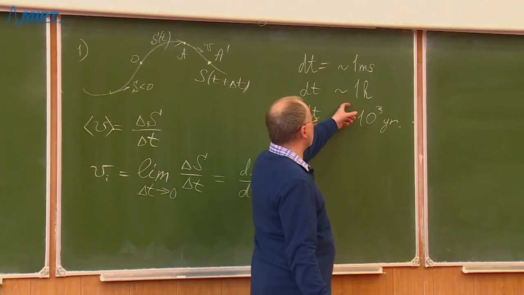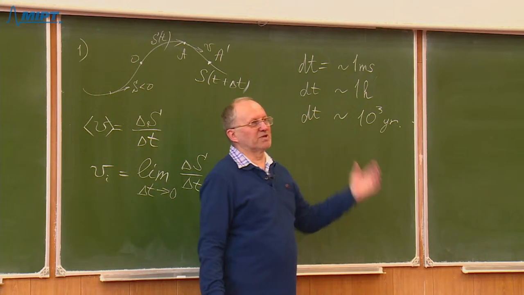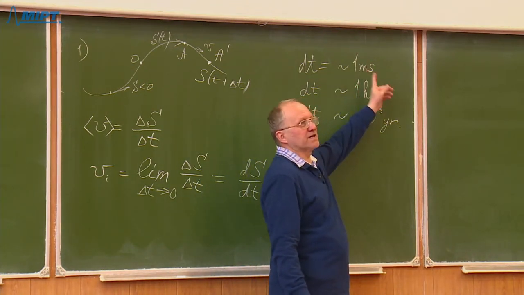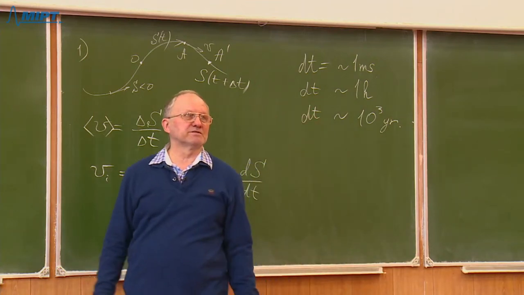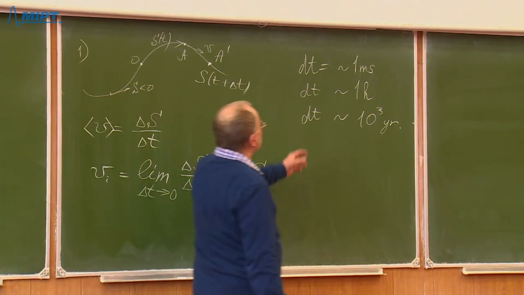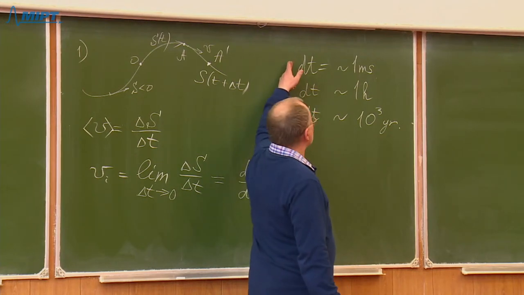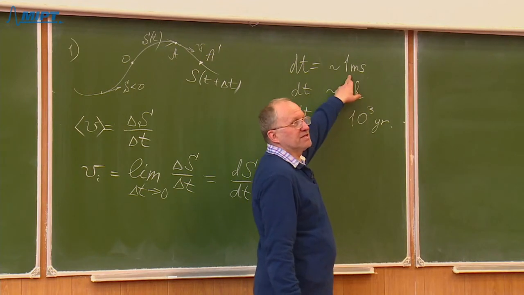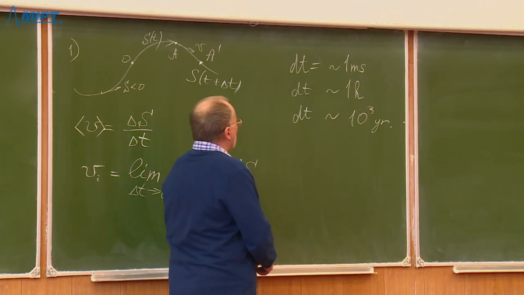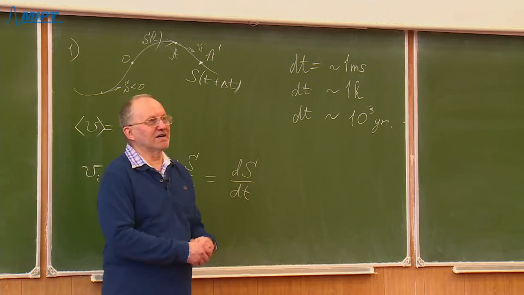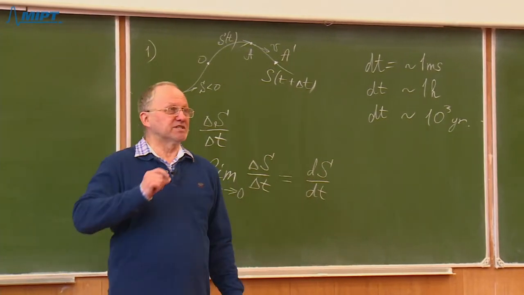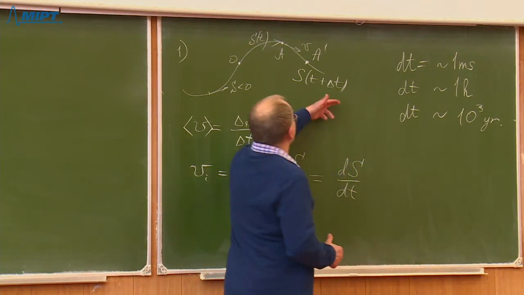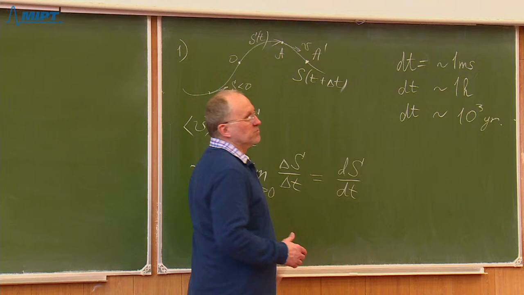It may be about 1 minute or 1 hour if you consider the motion of planets around the Sun. And it may be 1 millisecond or 1 microsecond if you consider the motion of mechanical bodies in the laboratory. So dt may be anything, even 1,000 years, or it may be 1 millisecond, 1 microsecond. But in physics it's always a finite, but very small quantity. Small in comparison with what? In comparison with the time which it takes this body to move.